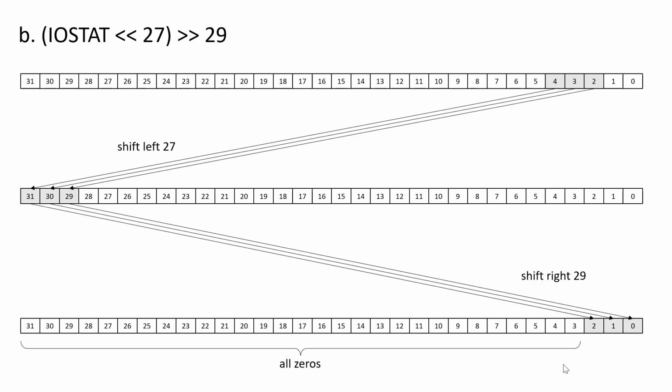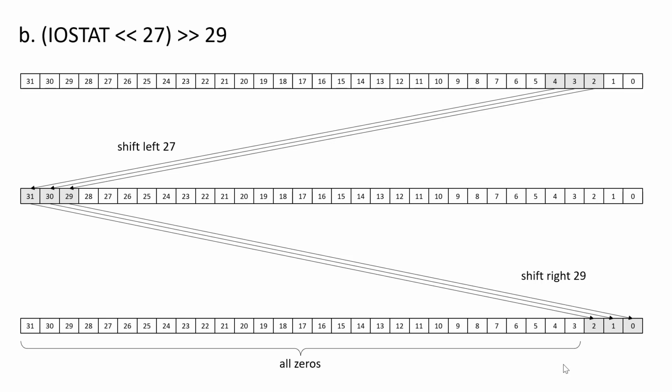And so the original bit 2 would then be in bit 29, which is 27 plus 2. And then you can shift it back to the right by 29 bits, which is going to take bit 29 and move it back to bit position 2. So when you shifted it left, you shifted zeros in on the right-hand side, and when you shifted it right, you shifted zeros in on the left-hand side, and the only thing left over is the original bits 4 down to 2.